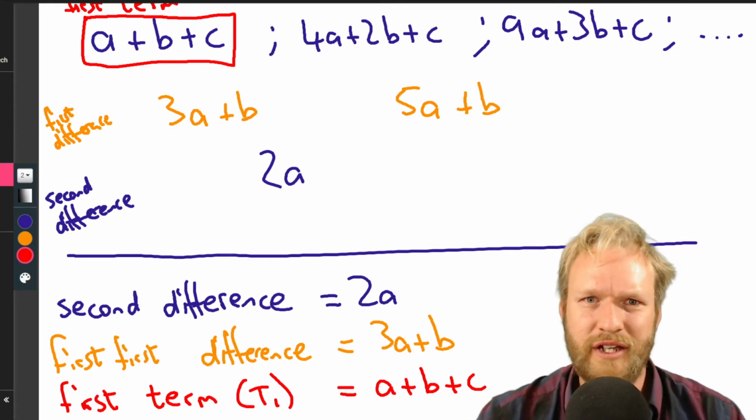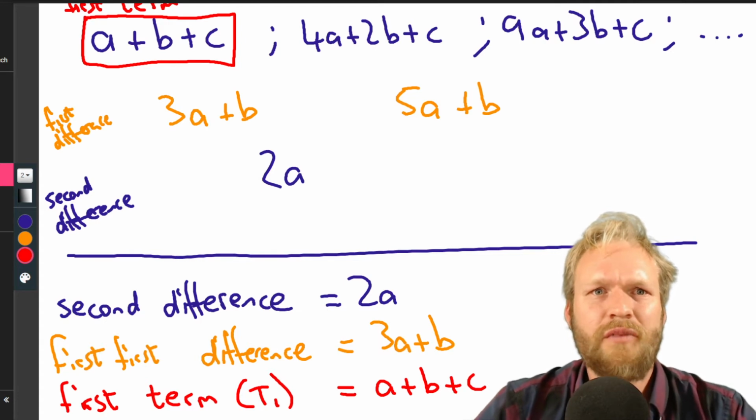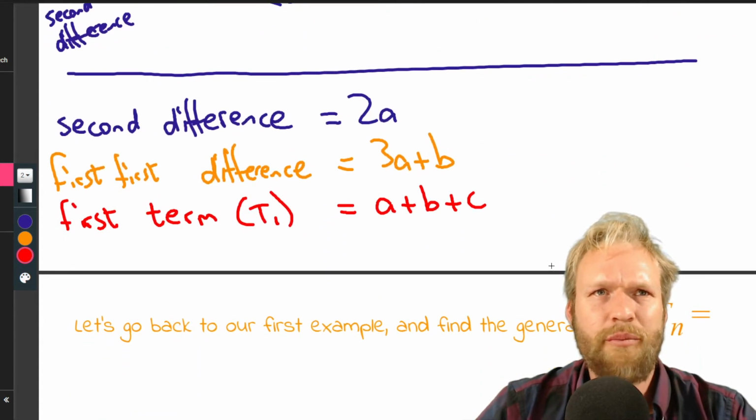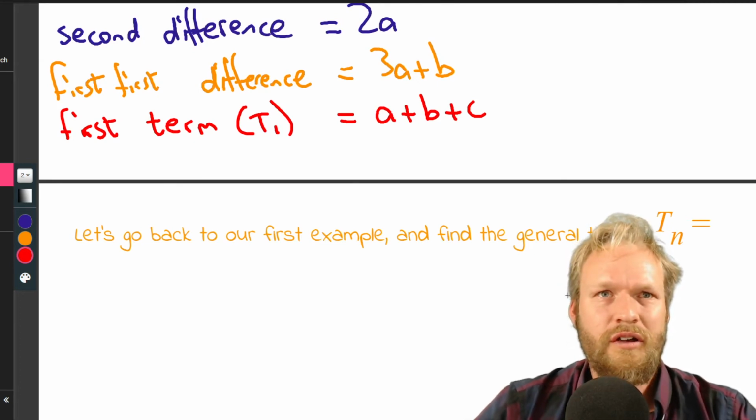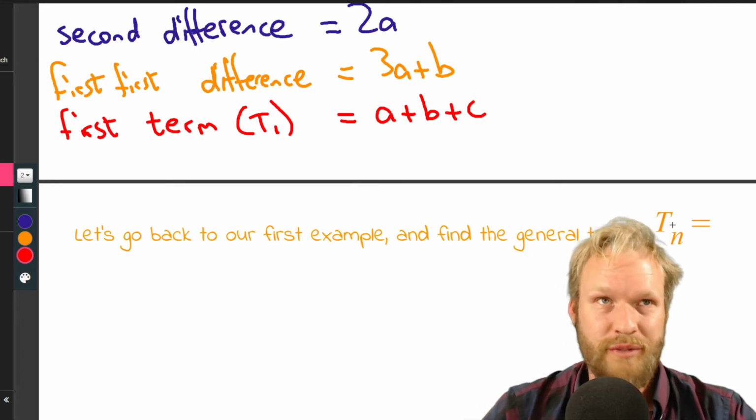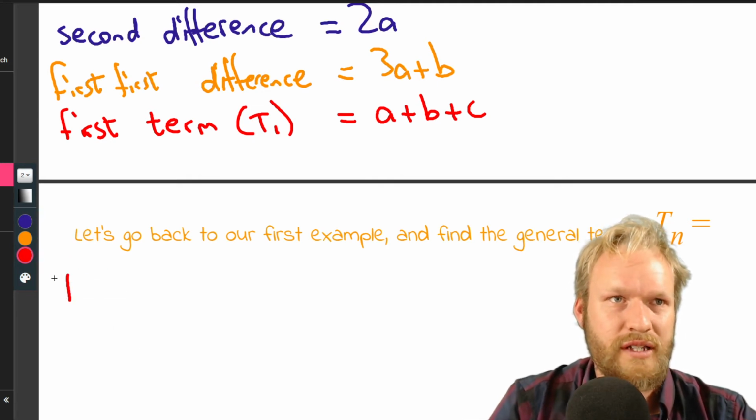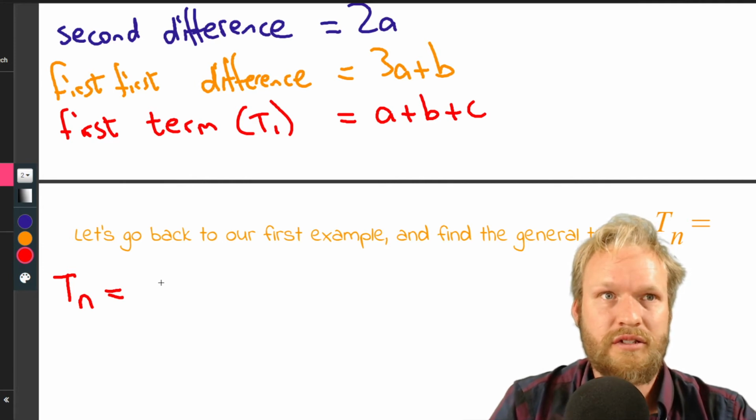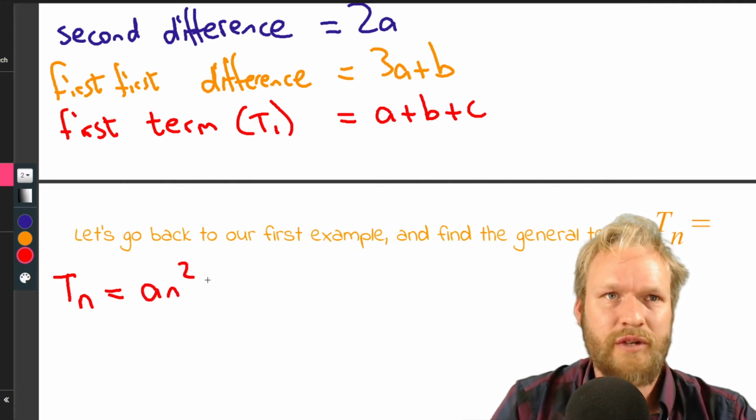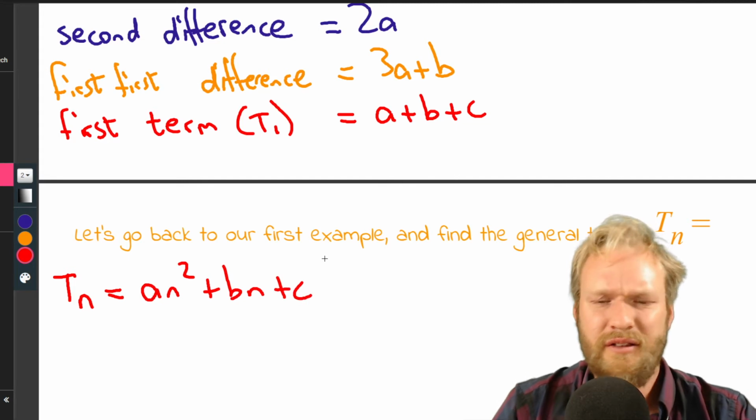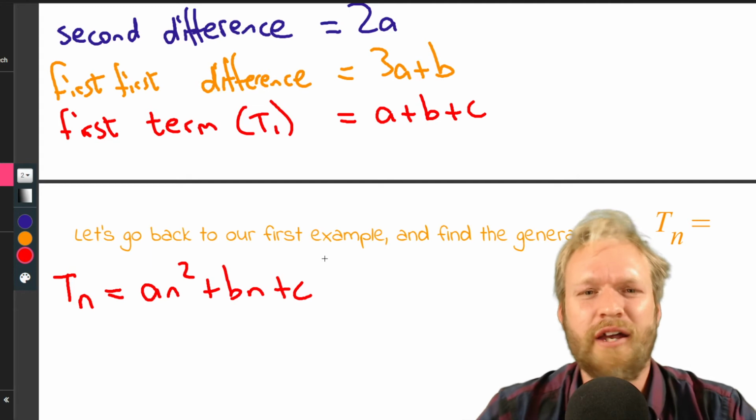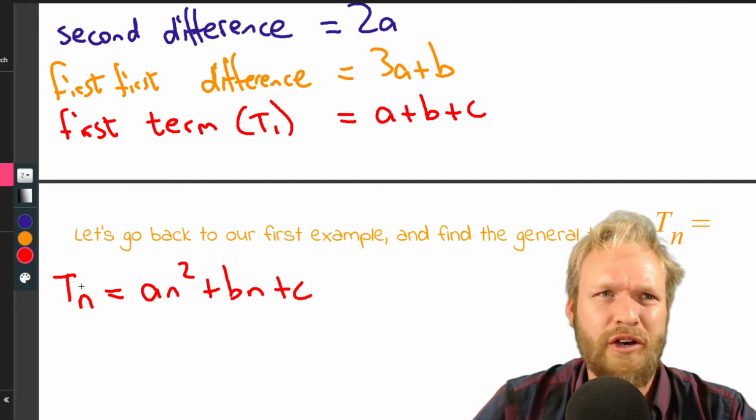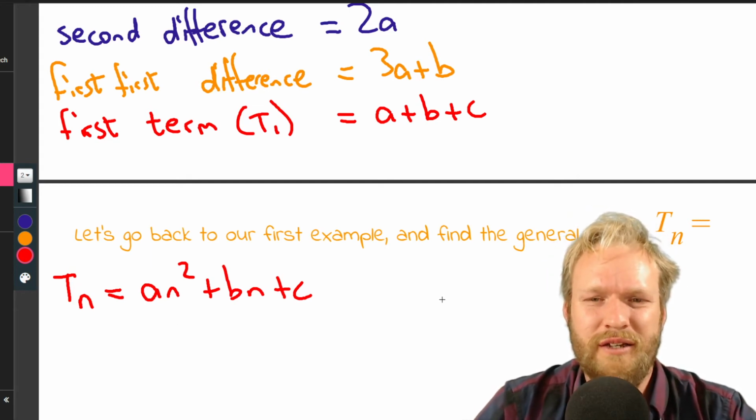And we're going to use that in the example that we just had. So let's go back to our first example. Hopefully we can have that in shot. We need to find out what our general term is. So remember, we said that Tn is an squared plus bn plus c. That's one of those, like, what's the general form of a straight line function? You're like, y equals mx plus c. So this is one we know. Tn is an squared plus bn plus c.